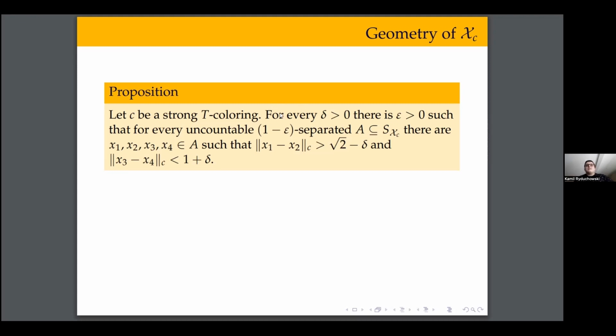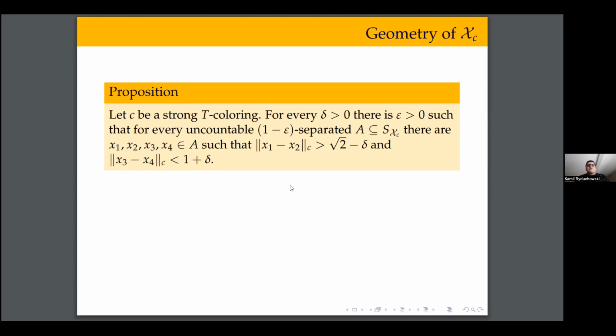And the statement is as follows: in our space XC, for every positive delta, there is a positive epsilon, such that for every uncountable 1 minus epsilon separated subset A of the unit sphere, there are x1, x2, x3, x4 in A such that the distance between x1 and x2 is, intuitively speaking, close to square root of 2, and the distance between x3 and x4 is, intuitively speaking, very close to 1.